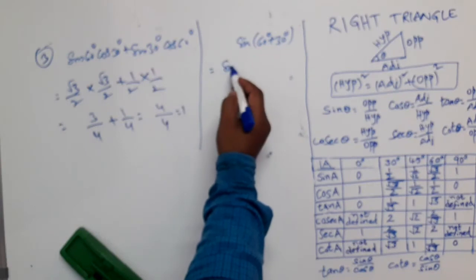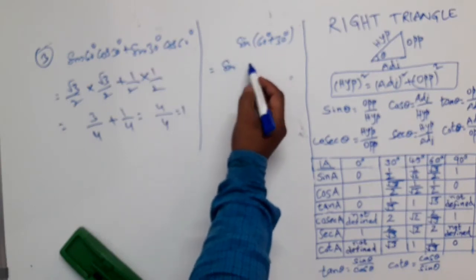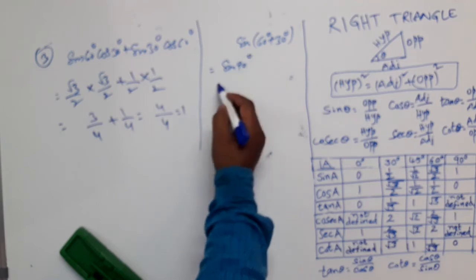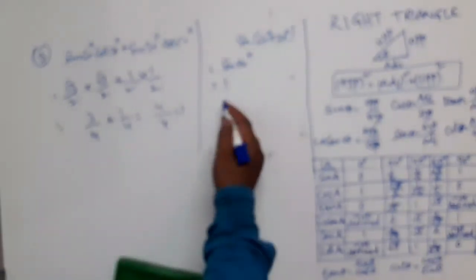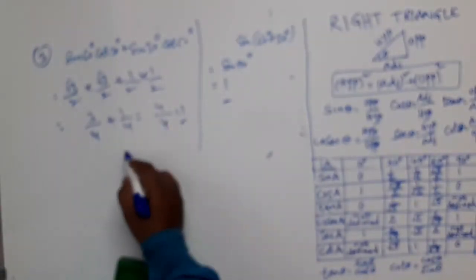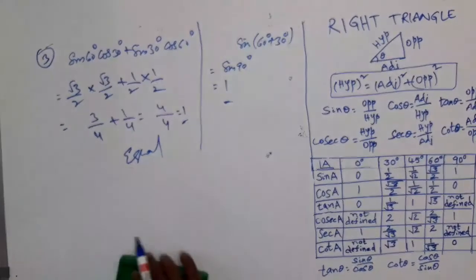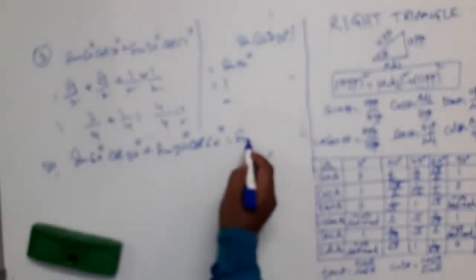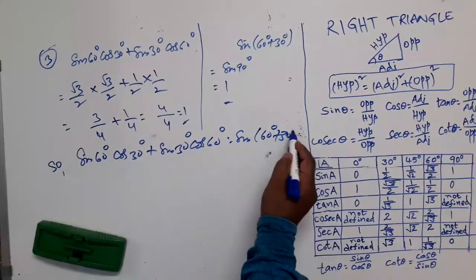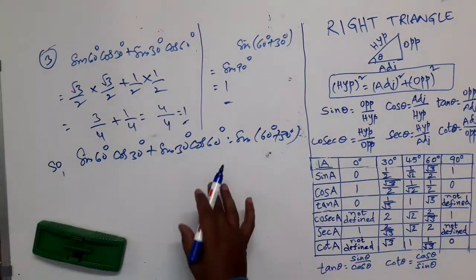Let us simplify this also. This is sine 60 degrees plus 30 degrees. 60 degrees plus 30 degrees is nothing but 90 degrees. From the table, what is sine 90 degrees? 1. So what can you say? Can you say that they are equal? Yes, these two are equal. So we can say that sine 60 degrees multiplied by cos 30 degrees plus sine 30 degrees multiplied by cos 60 degrees is equal to sine 60 degrees plus 30 degrees. I can write like this, right?